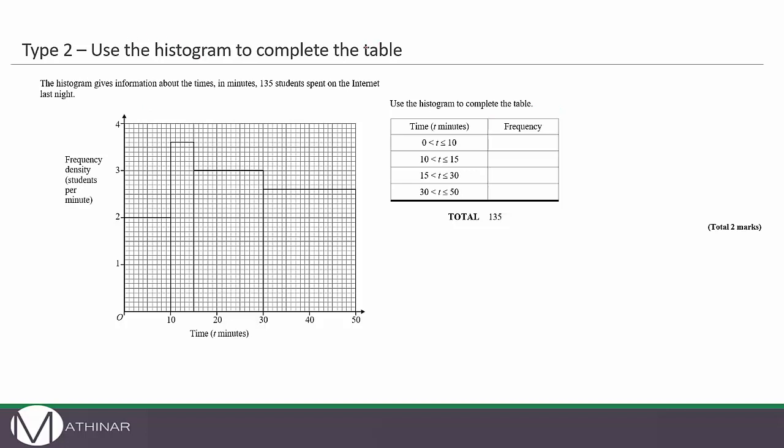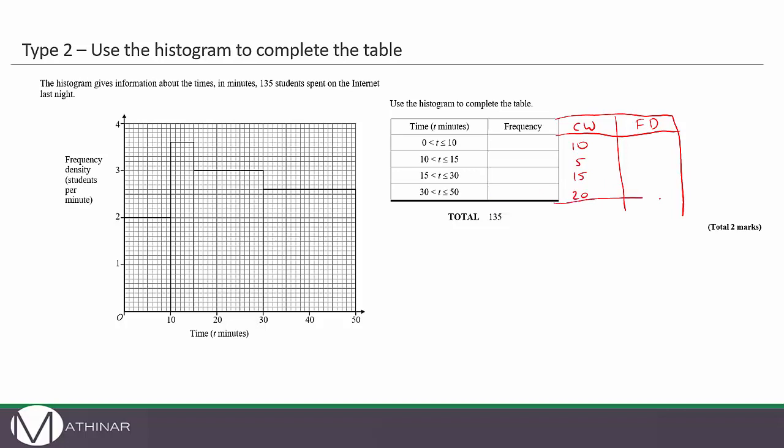The first thing we need to do to complete the table is add in our two columns, which are class width and frequency density. The class widths we can work out from the time intervals here. So 0 to 10, 10 take away 0 is 10, 15 take away 10 is 5, 30 take away 15 is 15, and 50 take away 30 is 20.